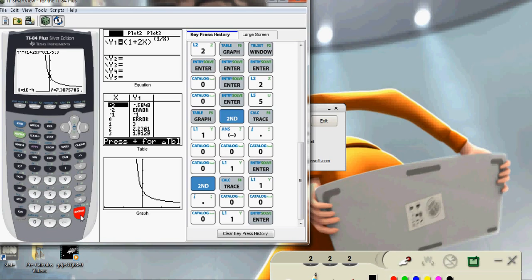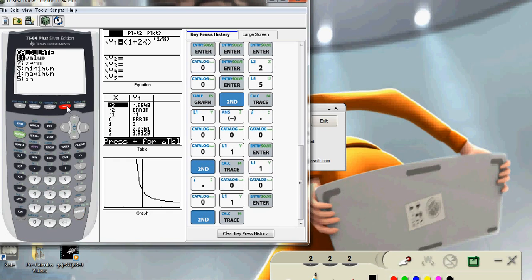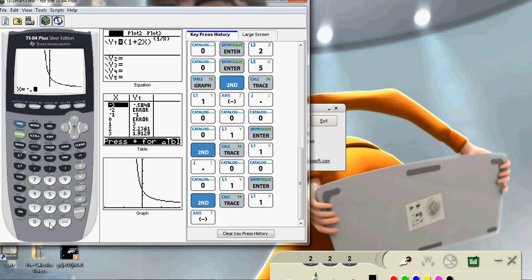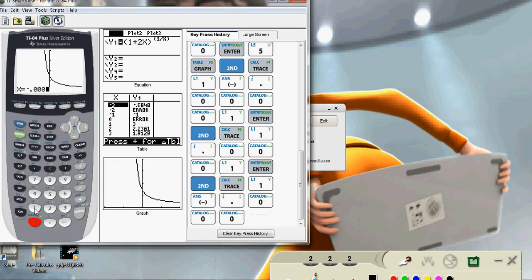I can't remember what the other value was. So let me do the calculation again on the negative side. Negative 0.12341.